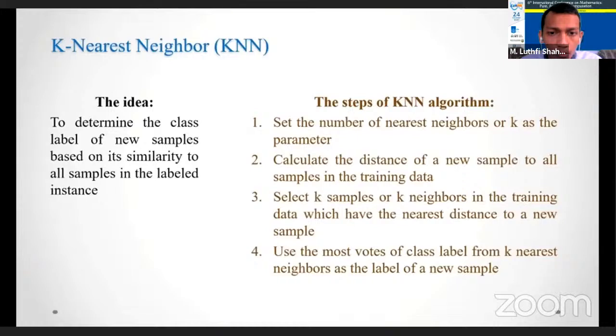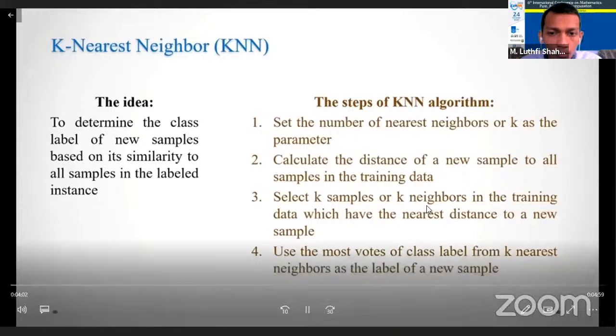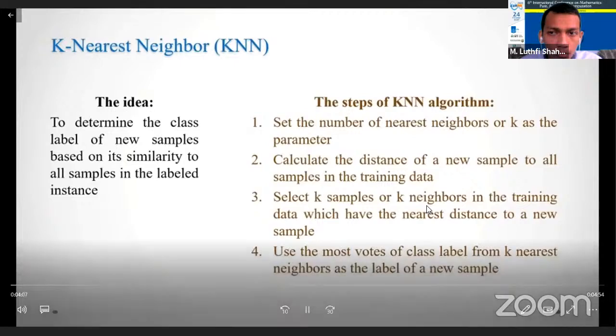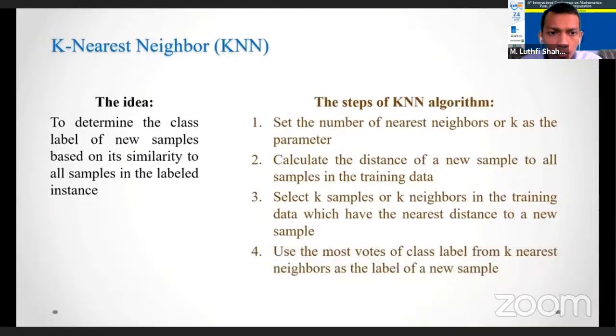1. Set the number of k as the parameter. 2. Calculate the distance of a new sample to all samples in the training data. 3. Select k-neighbors in the training data which have the nearest distance to a new sample. 4. Use the most votes of class label from k-nearest neighbors as the label of new sample.